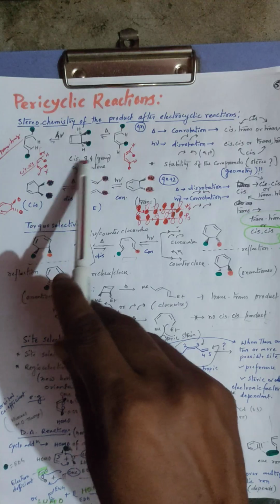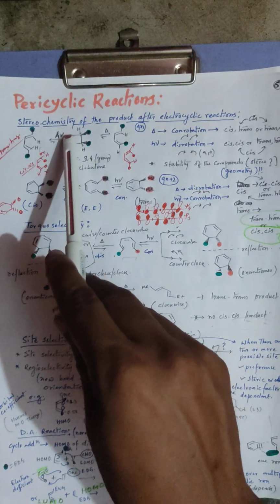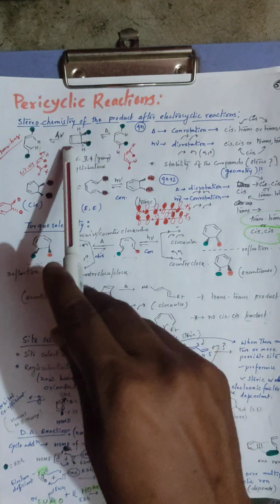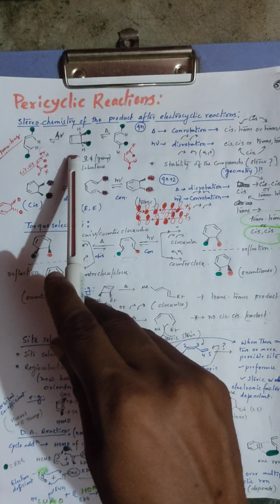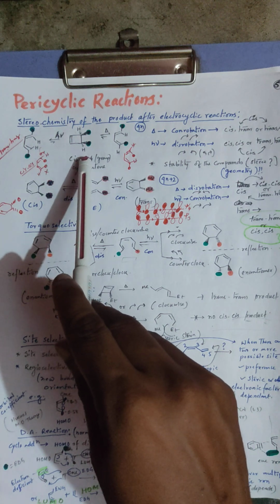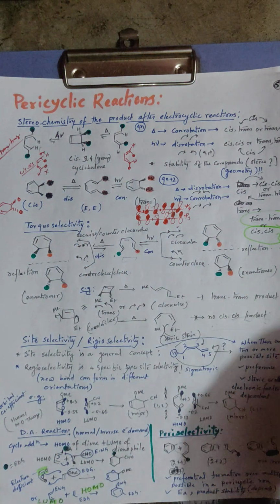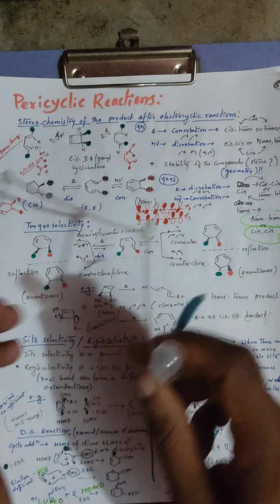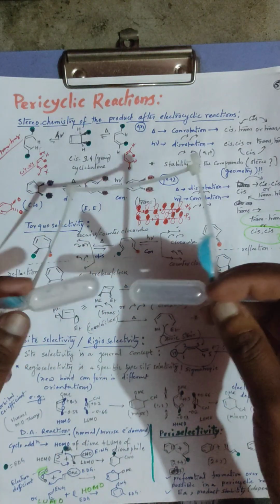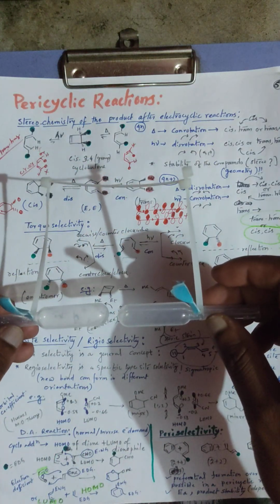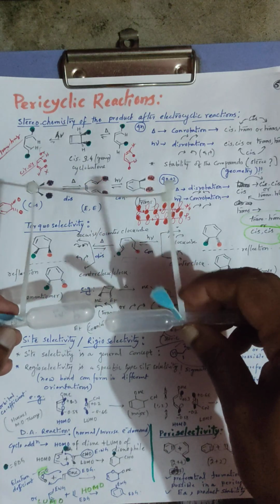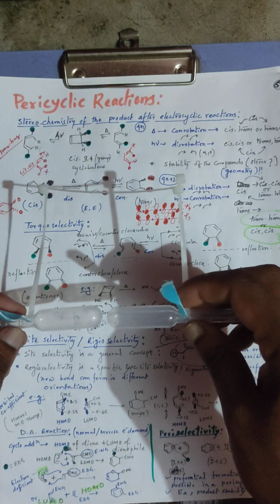Let's take one example of a disubstituted cyclobutene system undergoing ring opening electrocyclic reaction. We can easily understand this by one model representation. So this looks like the cis cyclobutene system. When it is given thermal condition, it undergoes ring opening via the conrotation process.